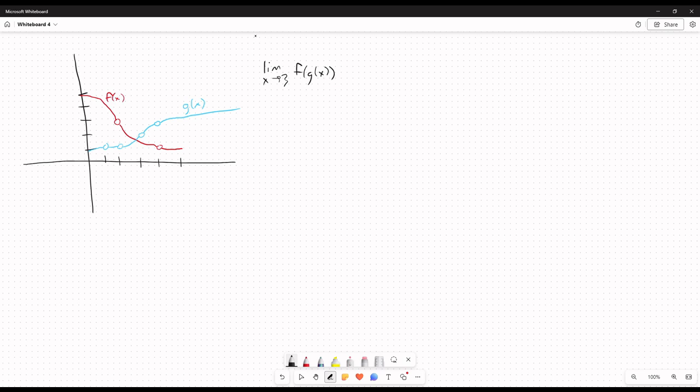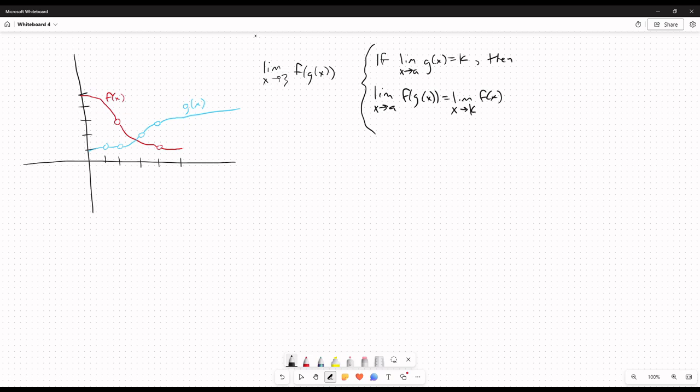In this video, we're going to review the composition limit law. So that law says, with some clarifications, that if the limit as x approaches a of g of x equals k, then the limit as x approaches a of f of g of x equals the limit as x approaches k of f of x.